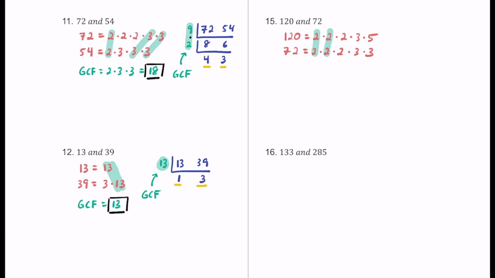They have a 2 in common, 2 in common, 2 in common, and a 3 in common. So let's see what the GCF is going to be. The GCF is going to be 2 times 2 times 2 times 3. 2 times 2 is 4, 4 times 2 is 8, 8 times 3 is 24. So it seems like 24 is the GCF for 120 and 72.